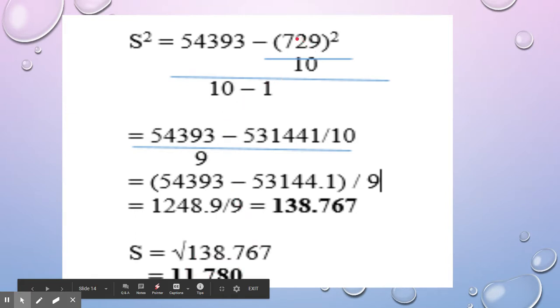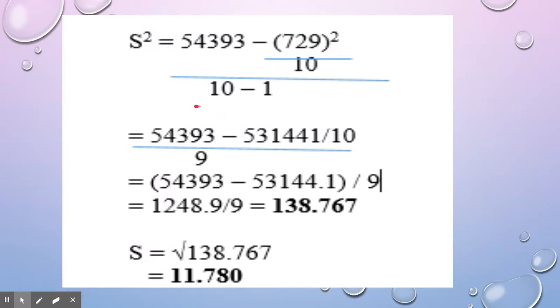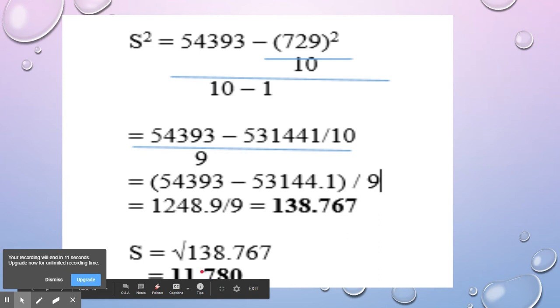The thing with this formula is that you can never get a negative outcome. To ensure that, make sure that you put the bigger value, which is the sum of x squared, first. The sum of x, you want to square that and divide it by n before you minus from this value. So you square 729, you get this big value. You divide that by 10, you get this smaller value. Then you minus that from the sum of x squared. And then you divide by n minus 1, which in this case is 9. Once you get that value, you then take the square root of it, and that gives you your standard deviation.